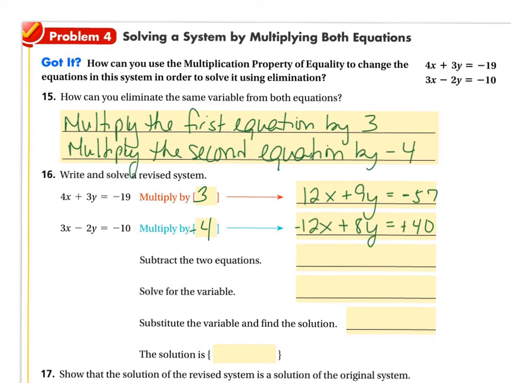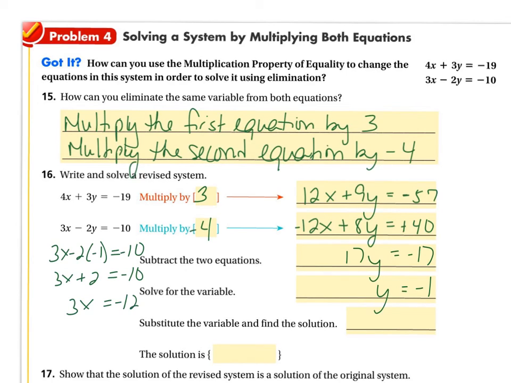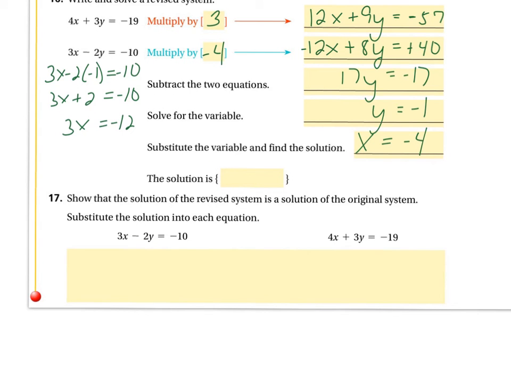And as you can see, that creates a situation where my x values will be canceled out. So I get 17y equals negative 17. So y obviously equals negative 1. So I'm going to substitute that back into one of the equations. It doesn't matter which one. So 3x minus 2 times negative 1 equals negative 10. 3x plus 2 equals negative 10. So 3x equals negative 12, which means x equals negative 4. So our solution is -4, -1.